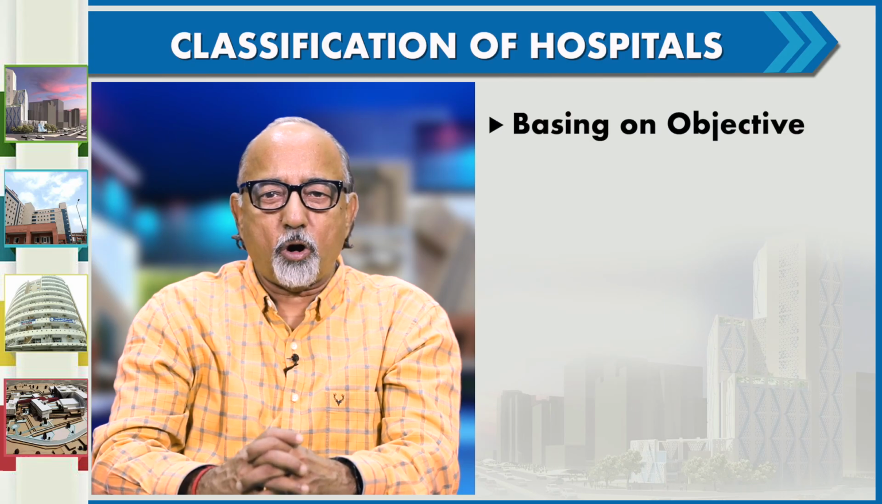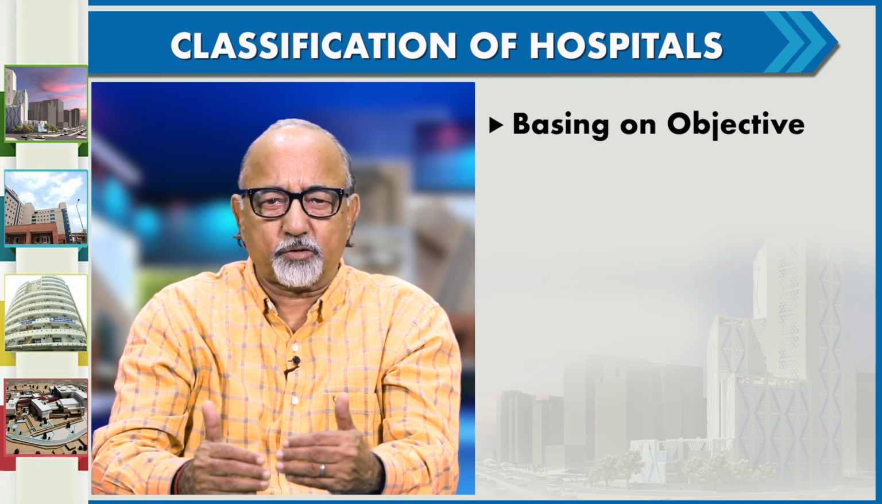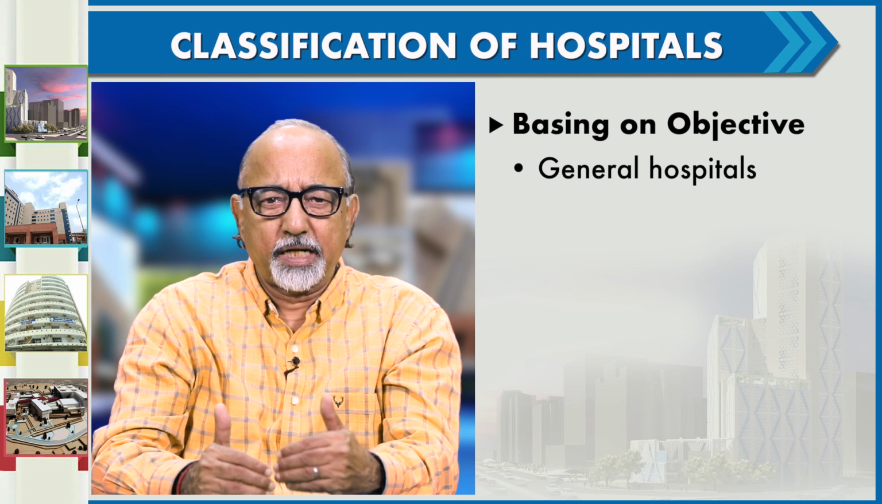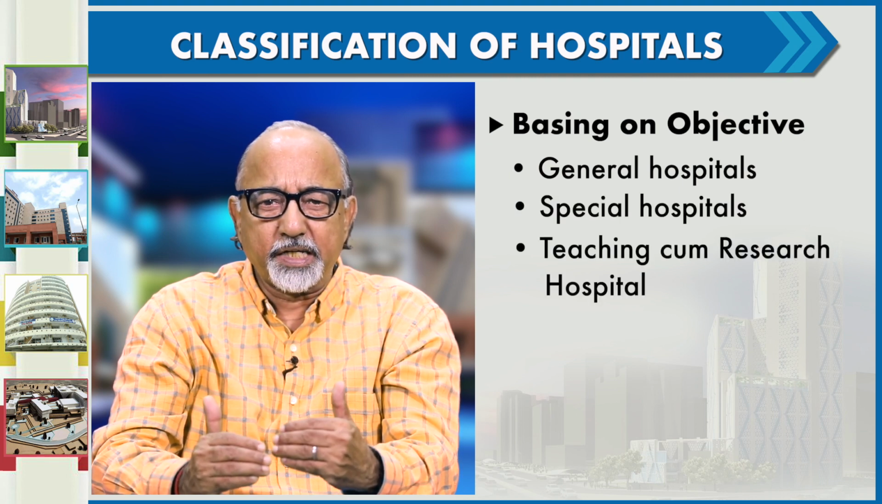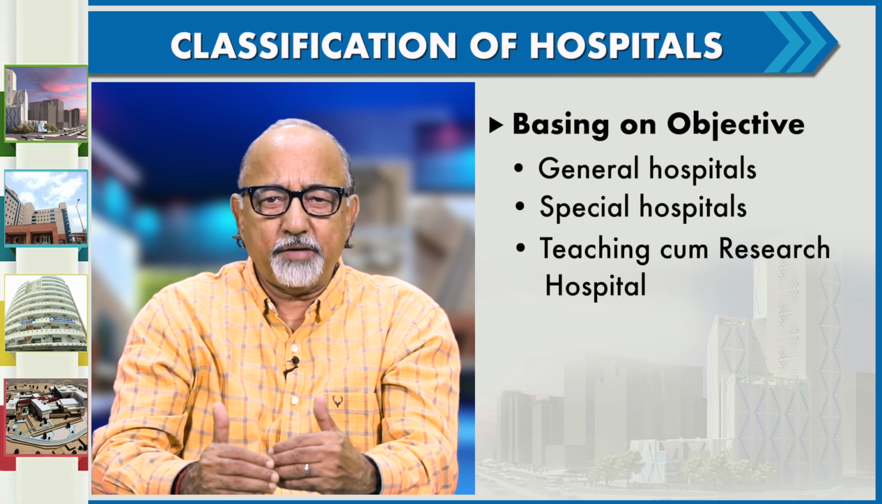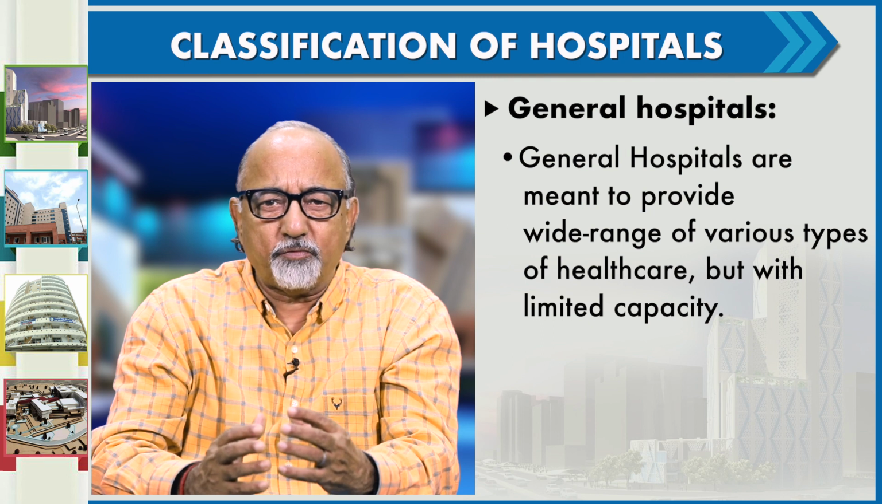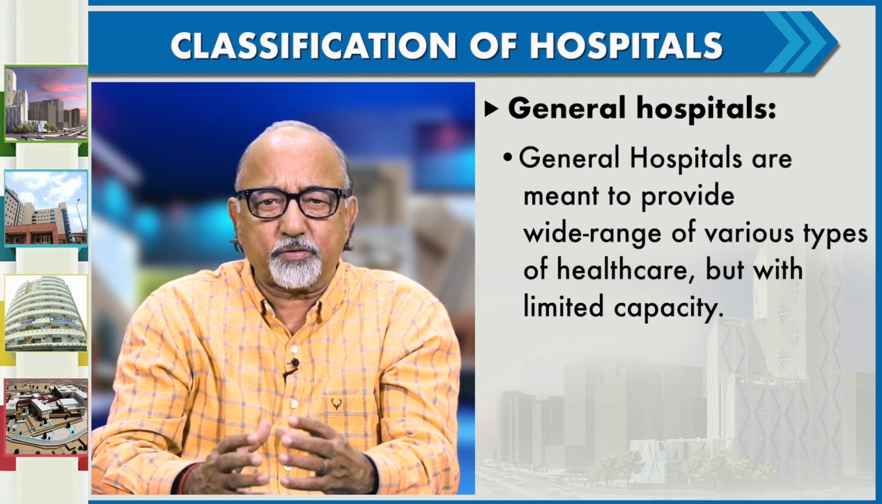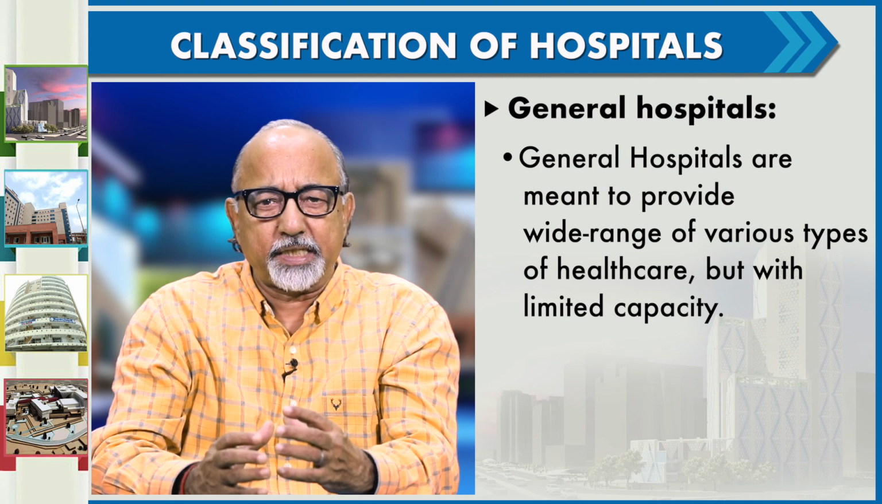Classification of hospitals based on the objectives. So we can classify hospitals on their objectives. It could be a general hospital, specialized hospital, or a teaching cum research hospital. Then we have general hospitals. General hospitals are meant to provide a wide range of various types of healthcare services, but with limited capacity.